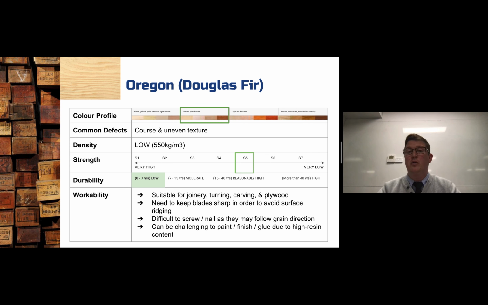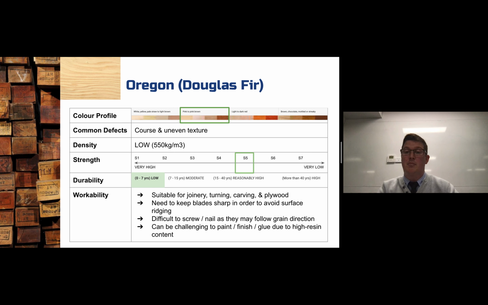Oregon, here we go. This one's sometimes called Douglas fir, and I think it's called Douglas fir a lot in America. Oregon's pretty common around the place as well. It's sort of in the pink to light colours, probably could fit into the same colour as pine, but probably sits a little bit closer to the pinks. I know the sample picture there that I've got looks a little bit more like pine, but it sometimes has a bit of a pink colour to it.